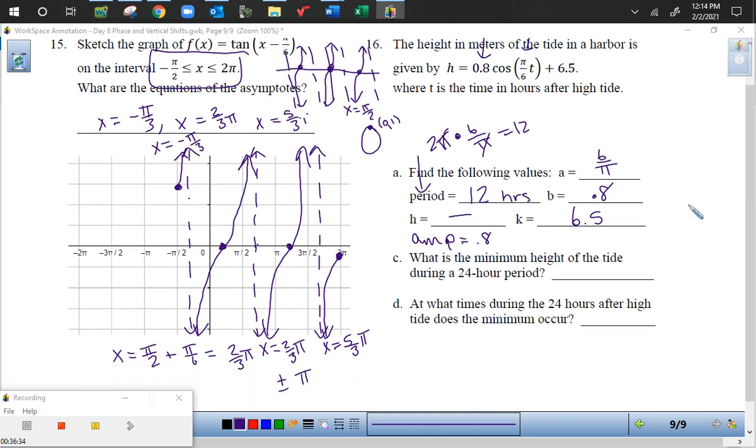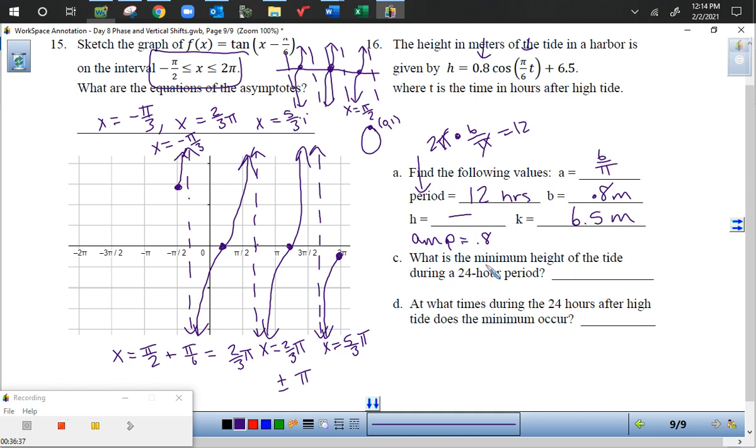So here technically our B can be labeled meters, so can our K. The A value is really just a ratio, which is labelless. I don't care if you put labels on this stuff. We do have to talk about labels for C and D to answer the question. It says, what is the minimum height of the tide during the 24-hour period?